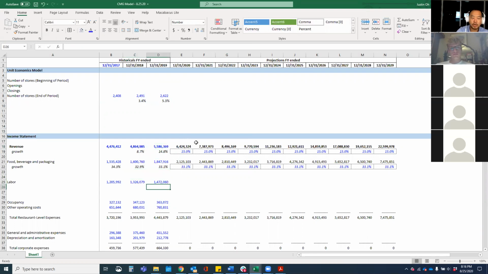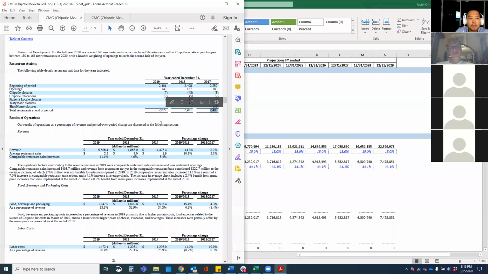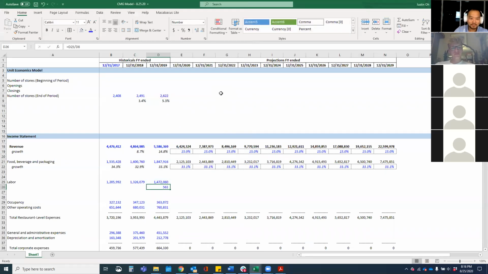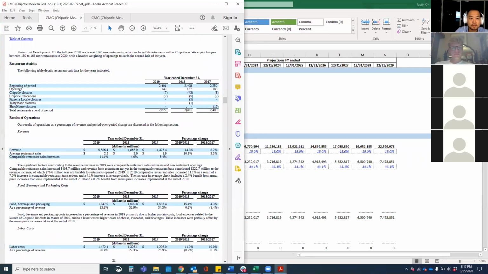Cool. So labor, I'm going to drive this as labor per store. They really only have 2,400 restaurants. That doesn't sound right. I thought they would have more. Does that surprise you guys? No? Crazy. See, they do average restaurant sales, comparable restaurant sales. Comparable restaurant sales and same store sales are about the same thing. That's why they report it separately, because it's so important.